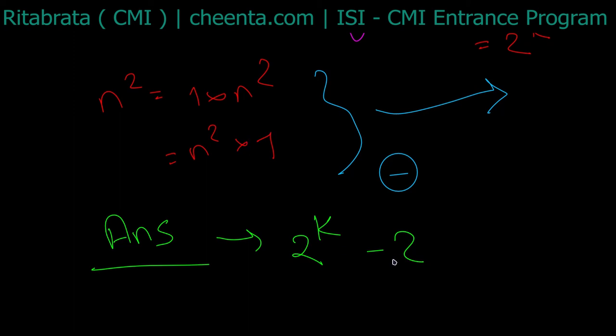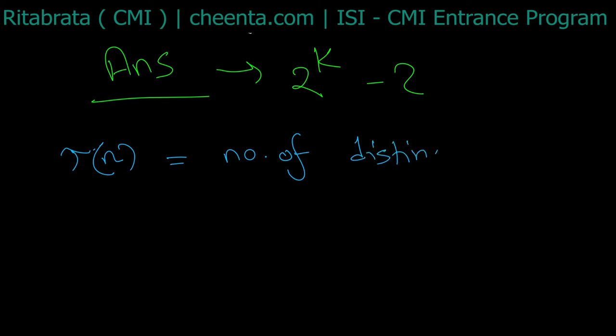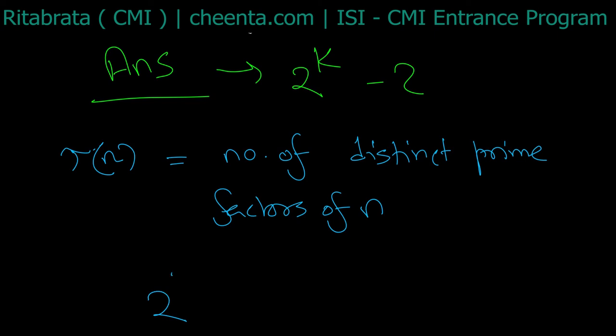And this is the solution. So if I define tau of n to be the number of distinct prime factors of n, then my answer is 2 to the power tau of n minus 2. This answer is expressed in terms of n. This is my answer, and we are done.